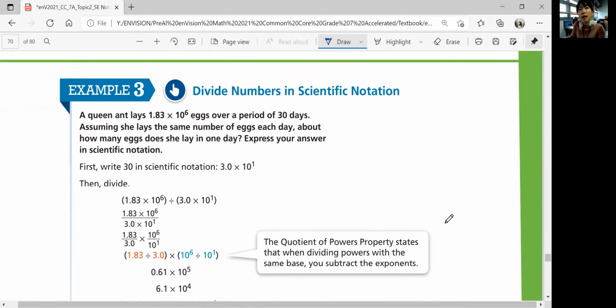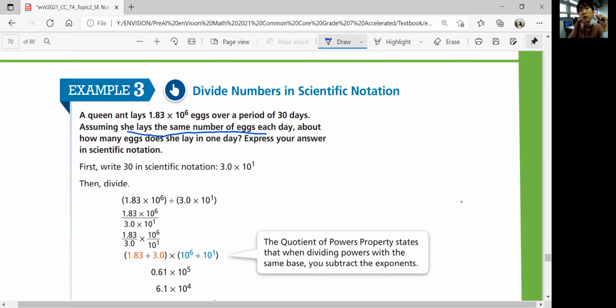Example 3. Divide numbers in scientific notation. A queen ant lays 1.83 times 10 to the 6th power eggs over a period of 30 days. Assuming she lays the same number of eggs each day, about how many eggs does she lay in one day? Express your answer in scientific notation. Assuming she lays the same number of eggs each day.